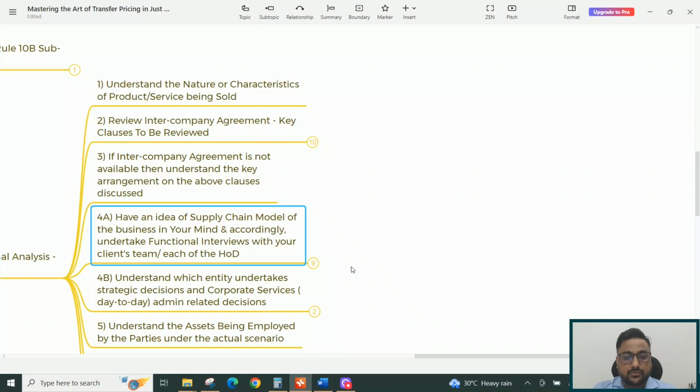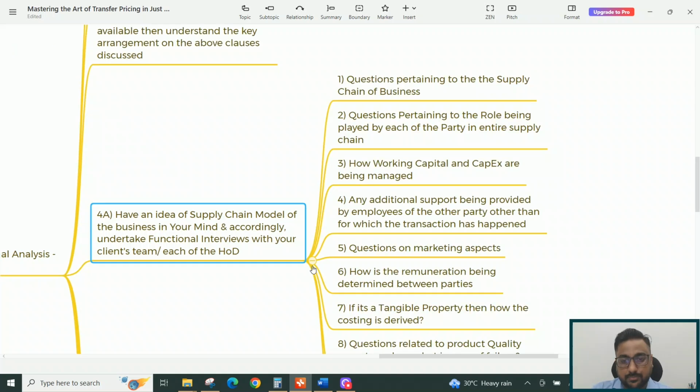Also, I want to mention one thing: whenever you do a functional interview, you need to have a proper schedule as well as a proper questionnaire. I'll show you the aspects that you need to cover under a normal functional interview. So guys, when you go for a functional interview, or when you are understanding the actual conduct of the parties to the transaction, you should have an idea of the supply chain model of the business in your mind, and accordingly undertake the functional interviews with your client's team or each of the heads of department of the client. I will expand this to explain what type of questions you can include in the functional interview.